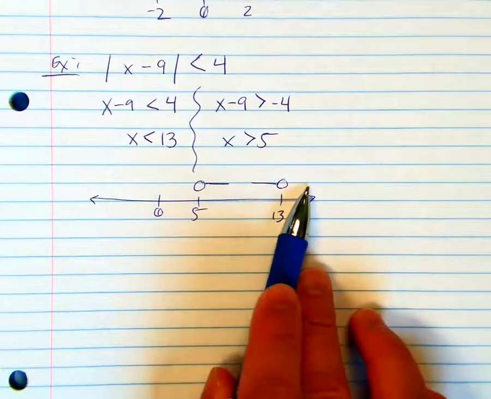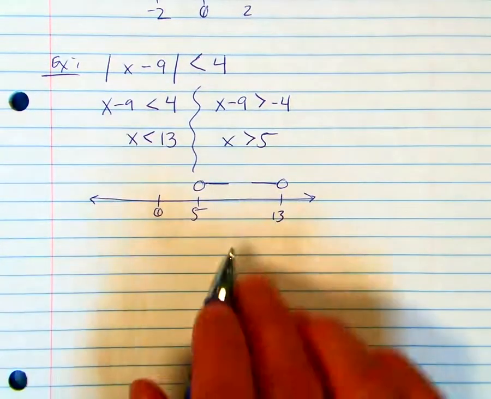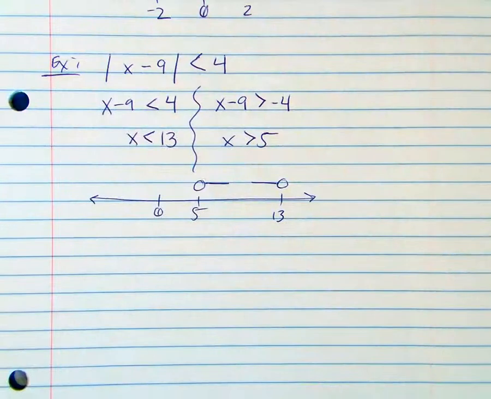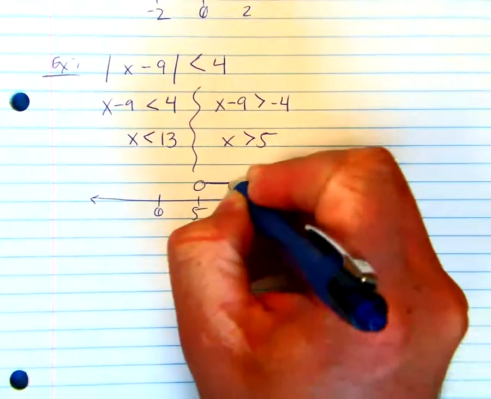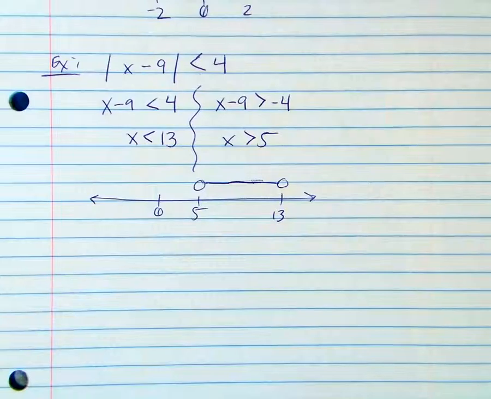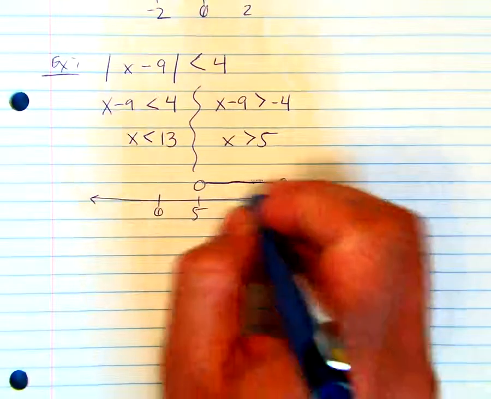Let's try something on the other side of 13 and see if that works. So 14. What is 14 minus 9? It's 5. What's the absolute value of 5? Is that smaller than 4? No, so we cannot continue past that. So for this, we are just going to connect them. You have to test the numbers on either side to find out if you are continuing or stopping after you connect.